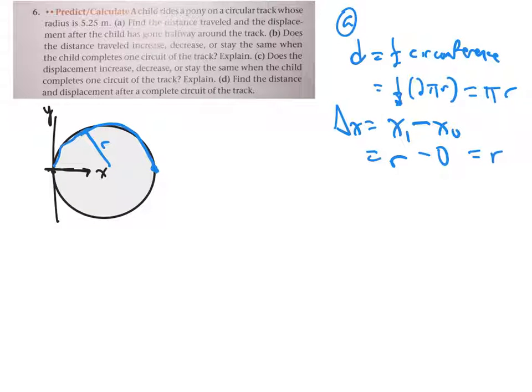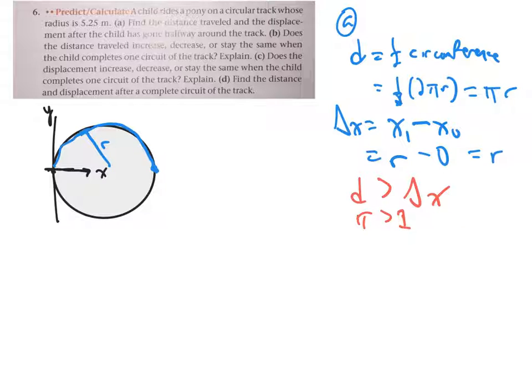And we can see it doesn't really matter what r is. They tell us it's 5.25 meters, but it doesn't actually matter for the important bit here, which is to see that d is greater than delta x, because pi is greater than 1. So it's going to be 5.25 times pi versus 5.25. 5.25 times pi is roughly 16.5 meters compared to just 5.25 meters.